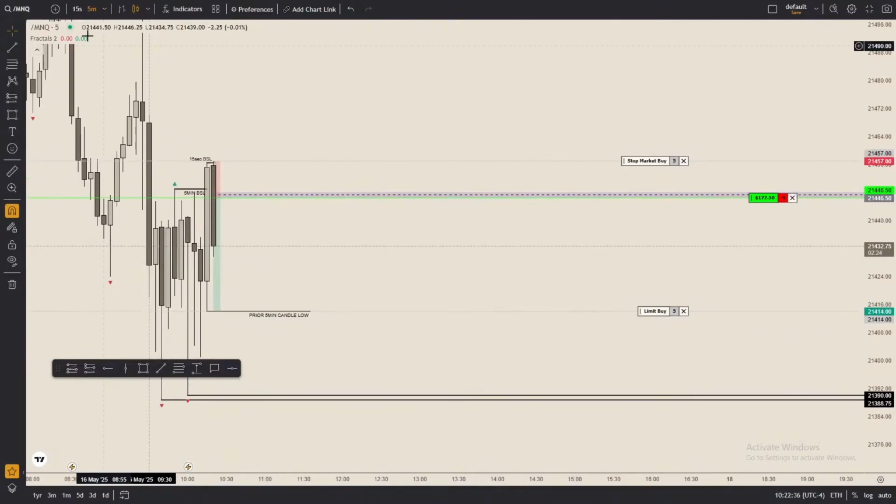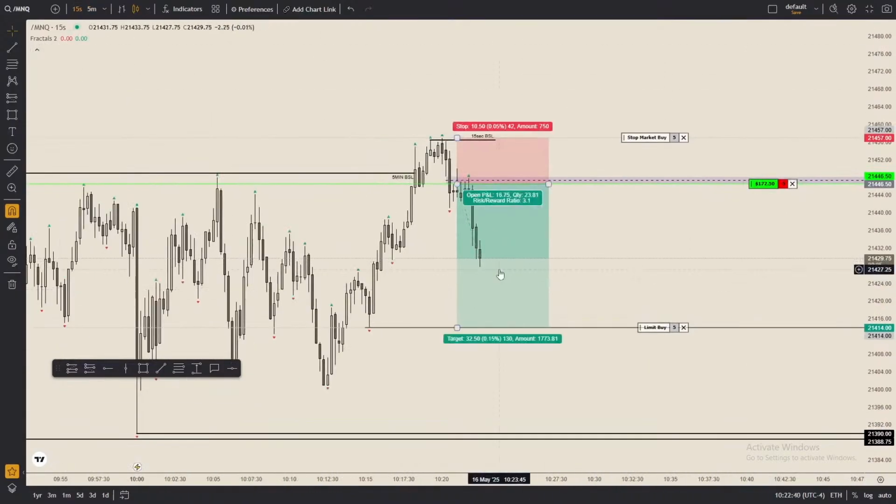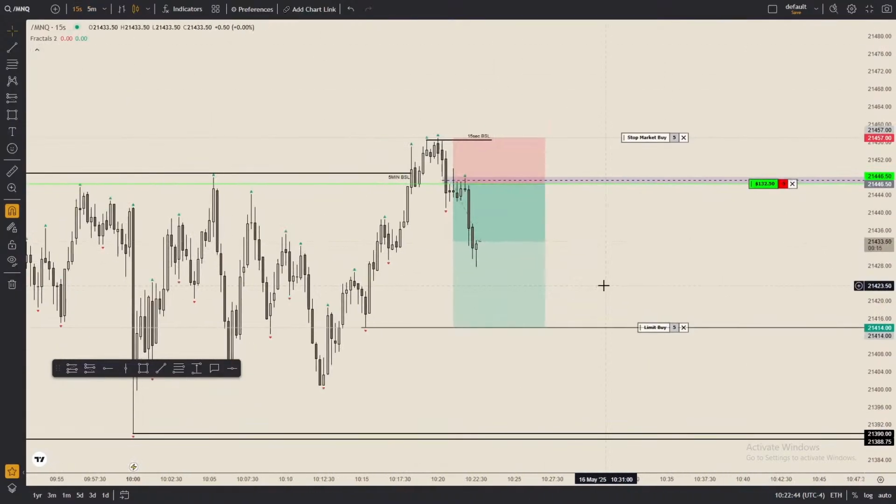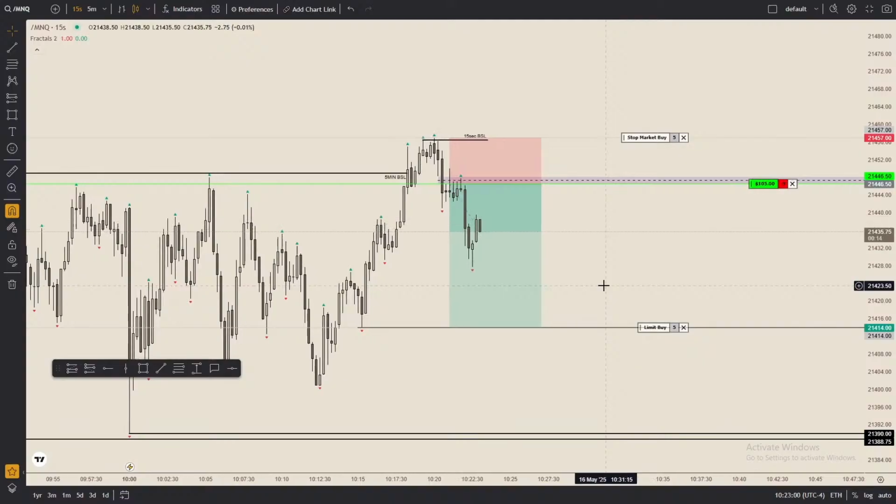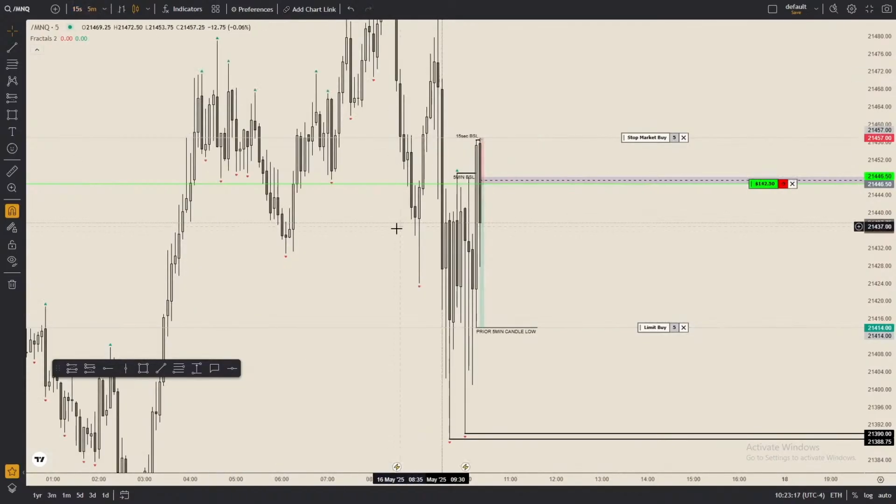So you can see I have my stop at the prior 5-minute candle's low. Now that is a first target when it comes to smart money concepts or algorithmic trading. The previous candle's high is always kind of the market's first objective to reach.